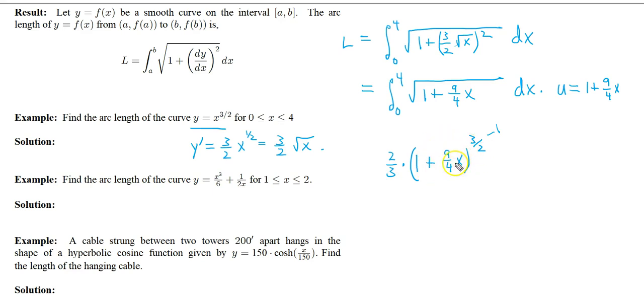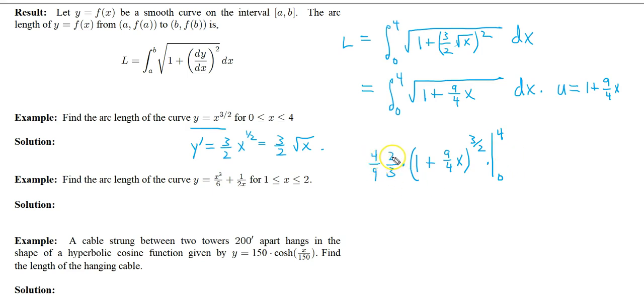Now if we were to continue differentiating this, we would have to use the chain rule, right? So we drop the 3/2 down, that cancels with the 2/3, and we subtract 1 from the exponent, so that gives us a square root. But then we need to multiply by the derivative of the inside, which is 9/4. We don't want a 9/4 here, so we have to multiply by 4/9. And here is our full antiderivative for the square root of 1 plus 9/4 x. And then we need to evaluate this from 0 to 4.